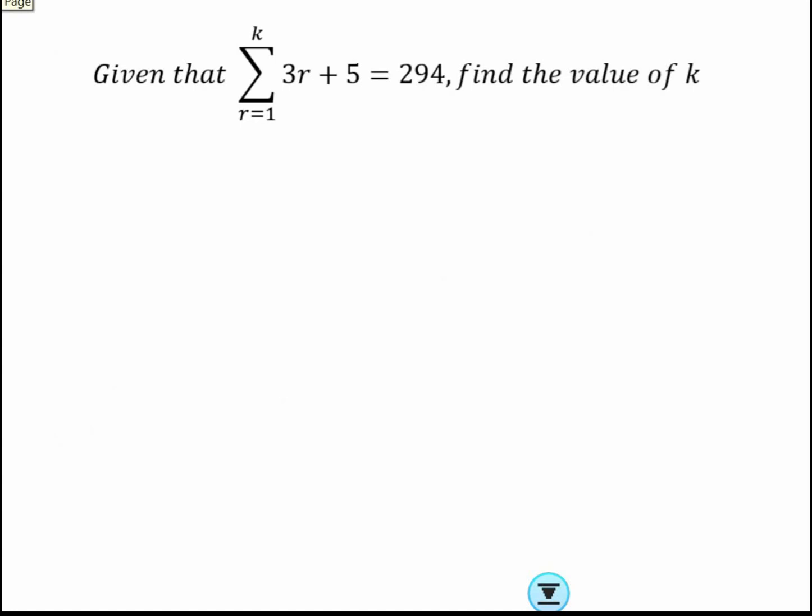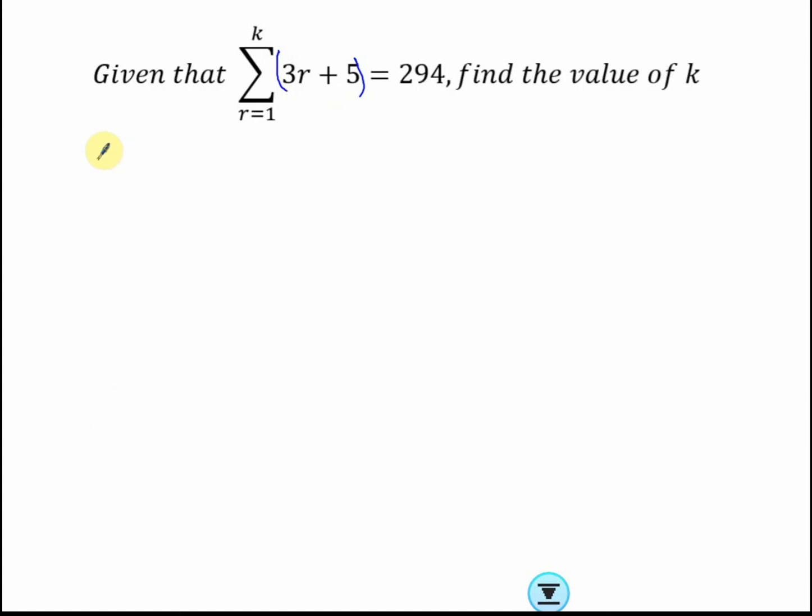There's one more we're going to look at. So this time we have a start, but we don't have an end. We have a pretty simple sequence. But we're told this time when we find the sum, it's actually equal to 294. So let's find the value of k.